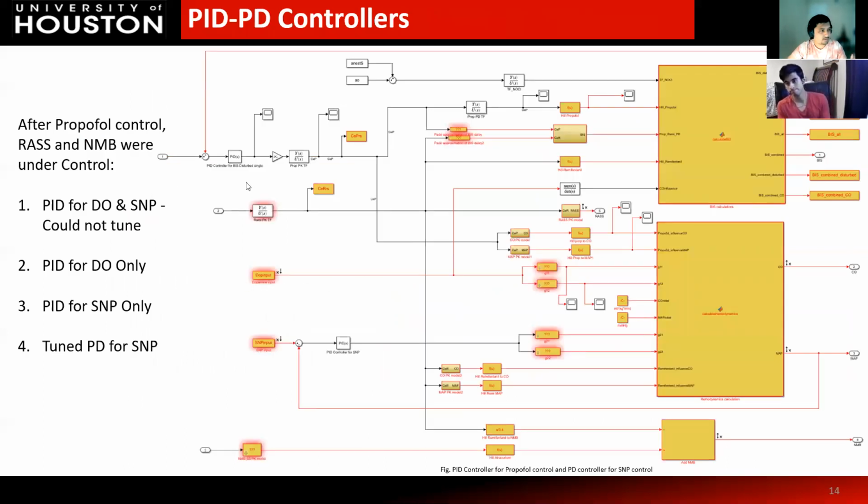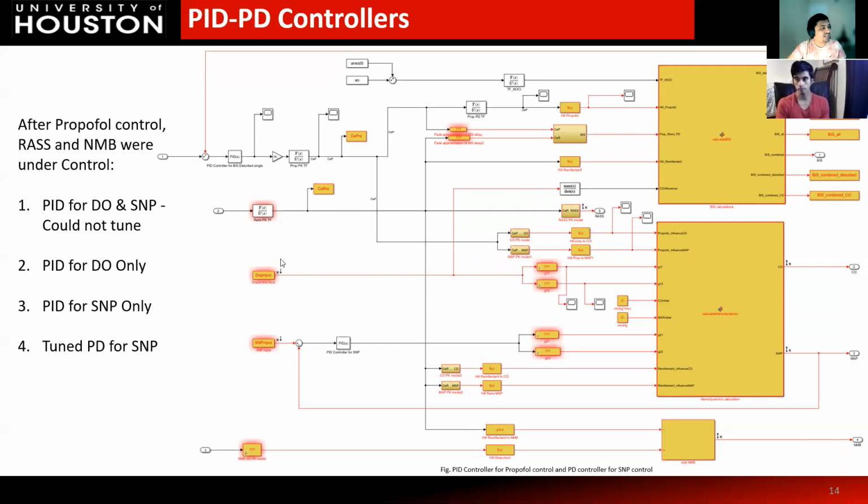First of all, we have the PID controller right here for the Propofol infusion. Now, this PID controller, based on the gains that we saw a few slides ago, was sufficient enough to control the BIS in the range. Remifentanil input was steady and the RAS score was in sufficient range as required as well.